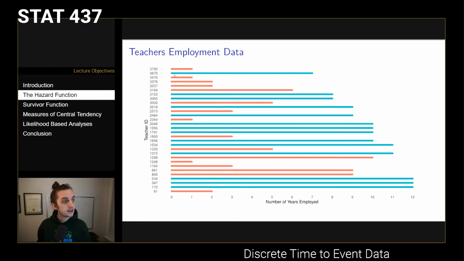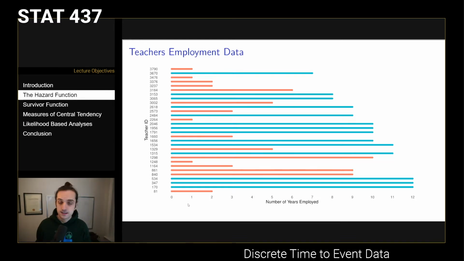And the blue bars indicate teachers who did not leave their job, but who were still working when the study ended. So for the blue bars, we're thinking of those as teachers who had their times censored. At some point in the future, they're going to leave their job as a teacher. We just don't know when that is because we stopped following up with them. You can see I just have a random sampling of all of the teachers in the data set here. My point with doing this is illustrating the type of data that we want to start thinking about when we're talking about discrete time to event data.